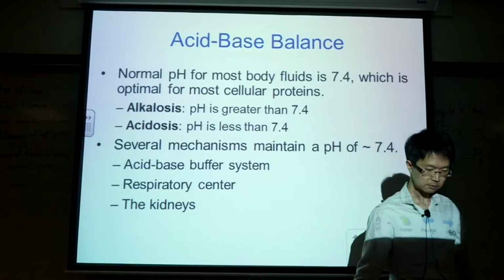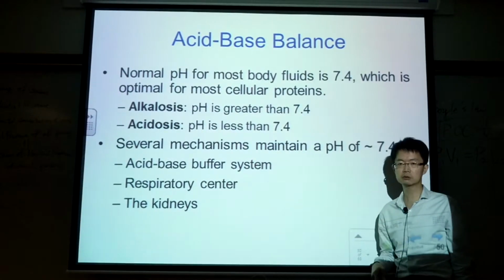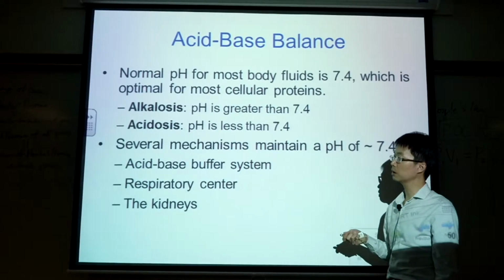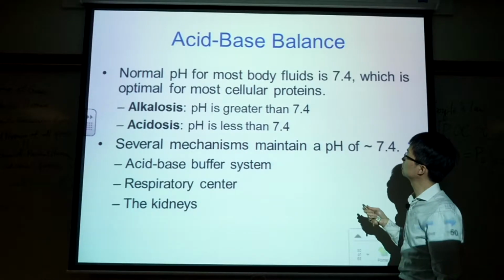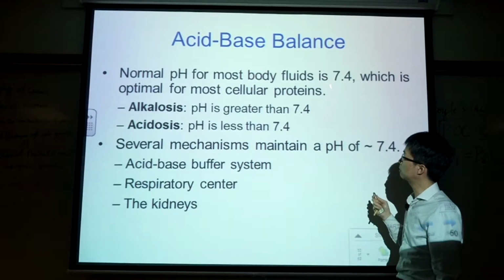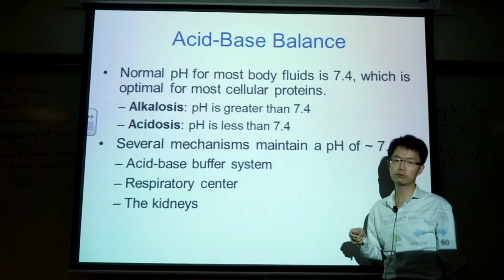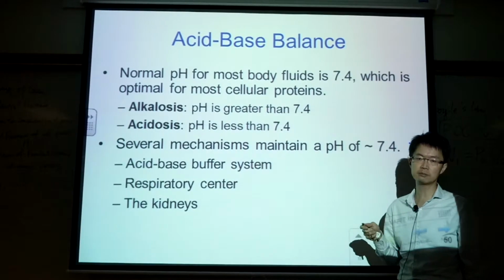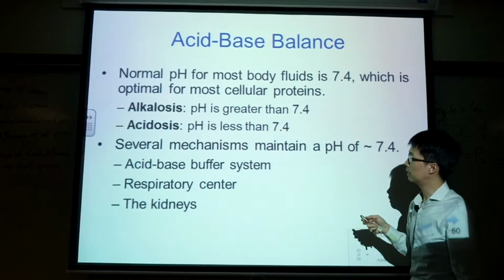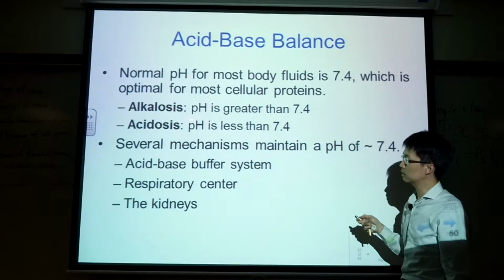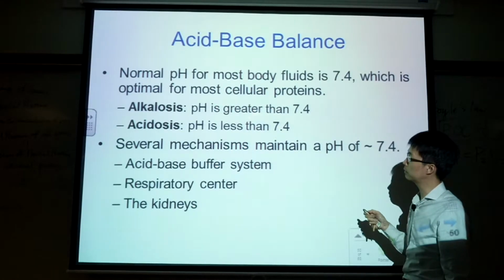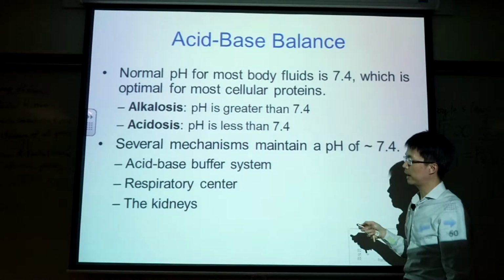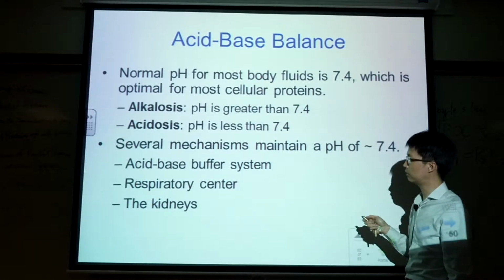So pH balance, how does our kidney work for the pH balance? Normally our body fluid is around 7.4, which should be approximately the same pH as our blood. Alkalosis is when the pH of the body fluid or blood is greater than 7.4. Acidosis is less than 7.4.